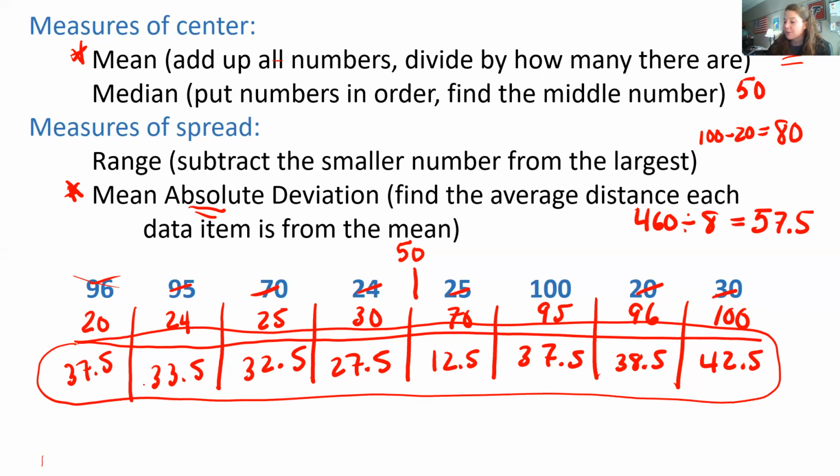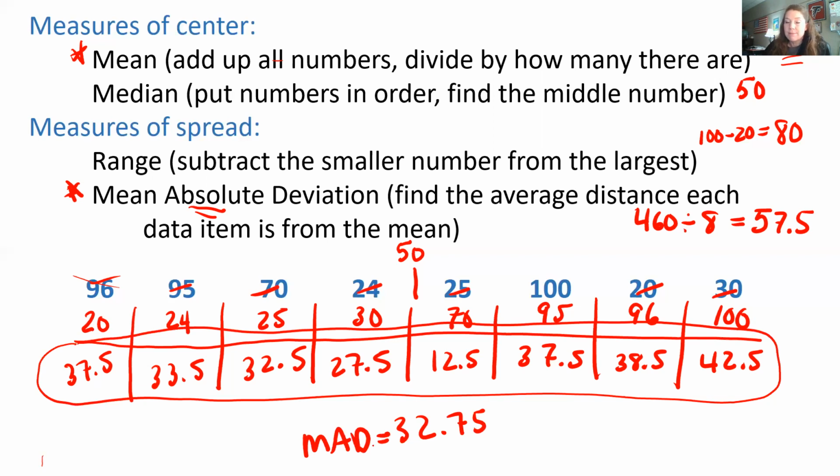So we're going to add up all these numbers and divide by 8 because there are 8 of them. So 37.5 plus 33.5 plus 32.5 plus 27.5 plus 12.5 plus 37.5 plus 38.5 plus 42.5, divided by 8. I got 262 divided by 8 is 32.75. All right, so the mean absolute deviation is 32.75.